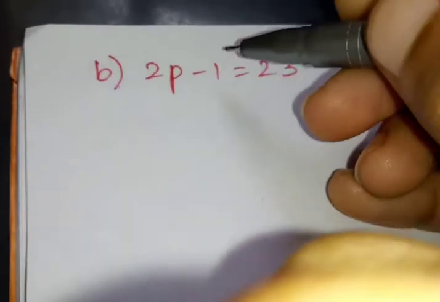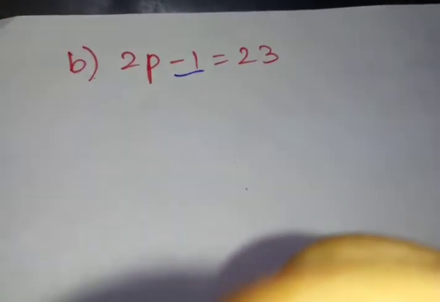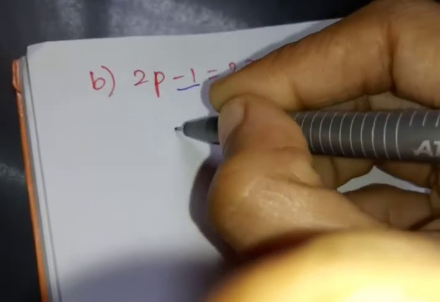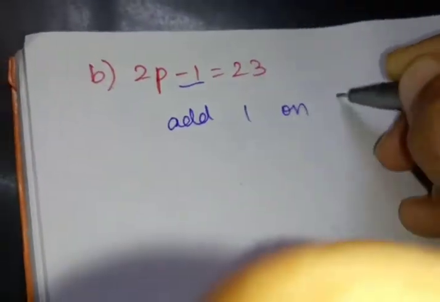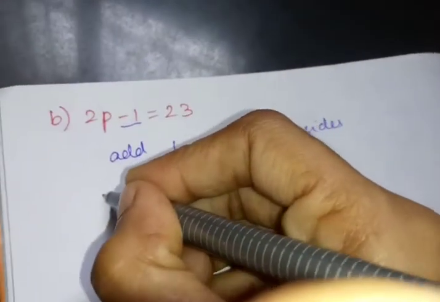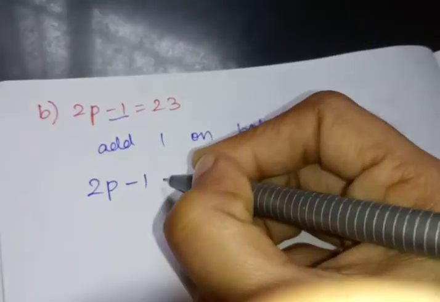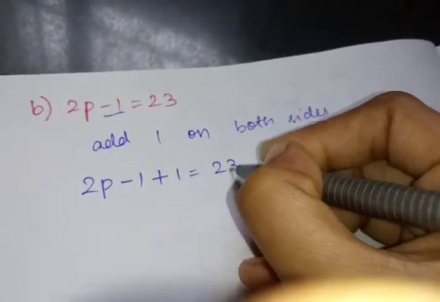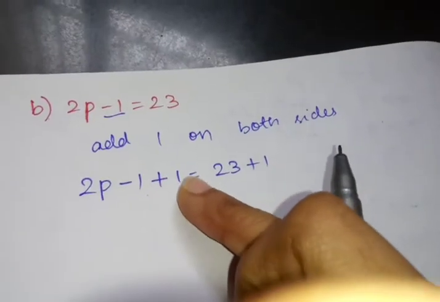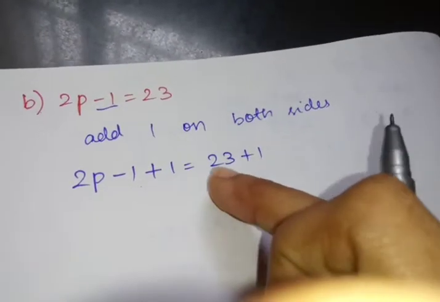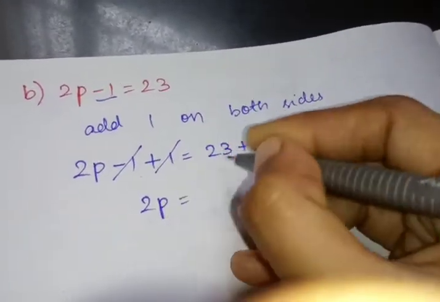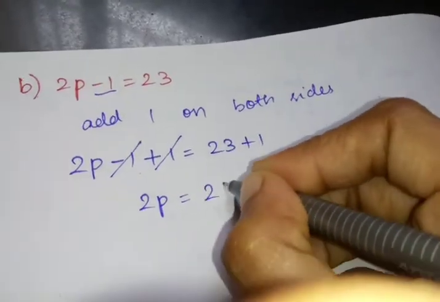Okay. So, first what should you eliminate? Minus 1. Because I told you plus and minus should be eliminated first. So, minus 1 means what will you do? Add 1 on both the sides. Once you work out more problems, you will understand it very clearly. Okay. 2p minus 1 plus 1 equal to 23 plus 1, because adding 1 on both the sides. Minus 1 plus 1 will get cancelled. 2p is equal to 23 plus 1, 24.